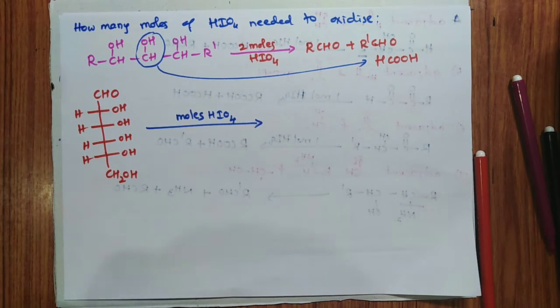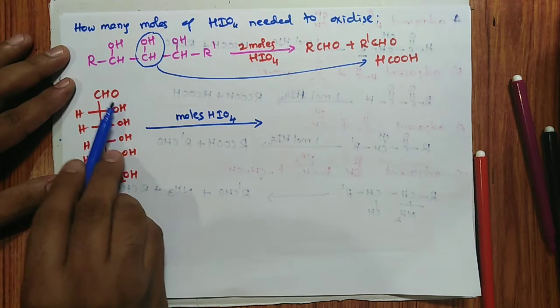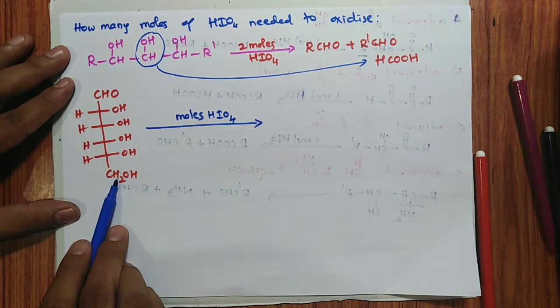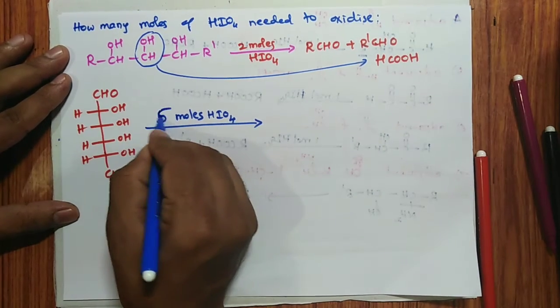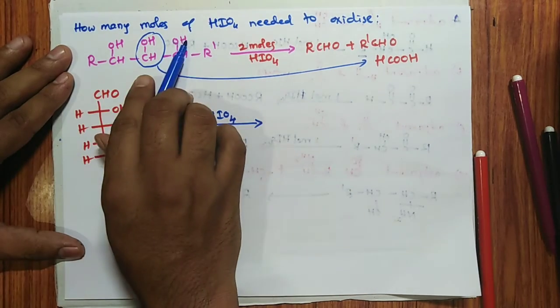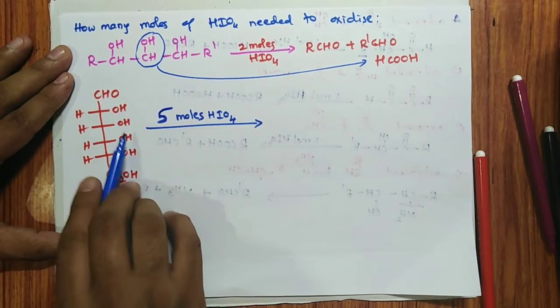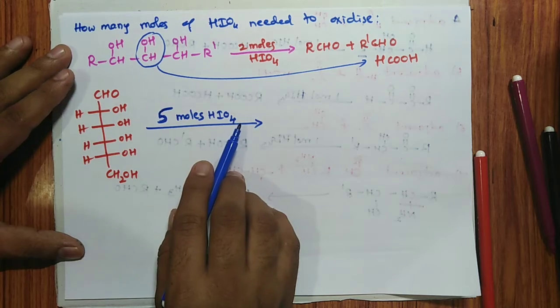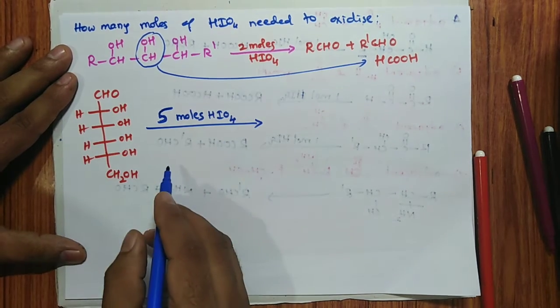How to calculate? Whether it is OH, or C double bond O, or CH2OH, or CHO, or NH2, whatever the number of groups is, you calculate. 1, 2, 3, 4, 5, 6, minus 1, so 5 moles of HIO4 are needed. See, 1, 2, 3, minus 1 gives 2 moles; 1, 2, 3, 4, 5, 6, minus 1 gives 5 moles of HIO4.